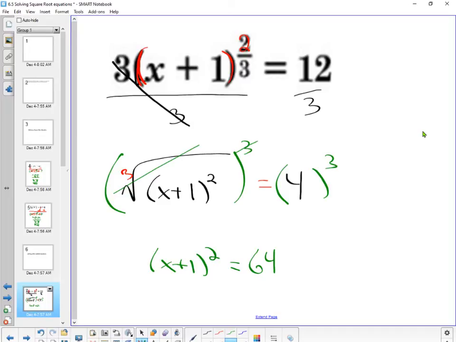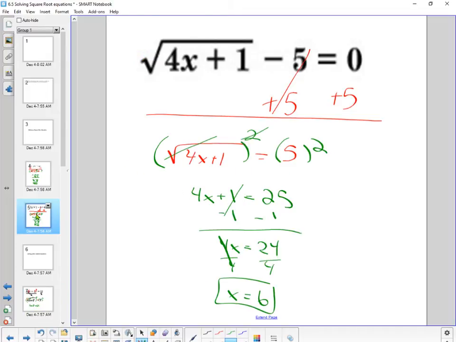The opposite of cube rooting is to cube it. If it was a 4th root, then I would take it to the 4th power. If this was the 5th root, then this would be a 5. Remember, they undo each other. Like in the last problem, there's no number there, but it's understood that it's a square root, so I squared it. Okay?